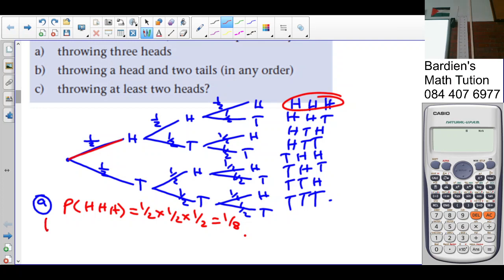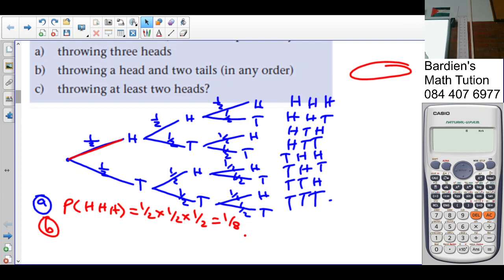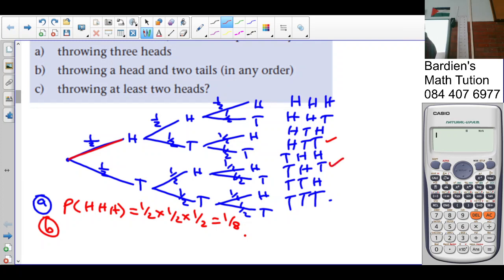B. Throwing a heads and 2 tails in any order. So what are the options? With 2 tails, it's going to be heads, tails, tails. Tails, heads, tails. Tails, tails, heads. Those are the outcomes that suit what they're looking for.